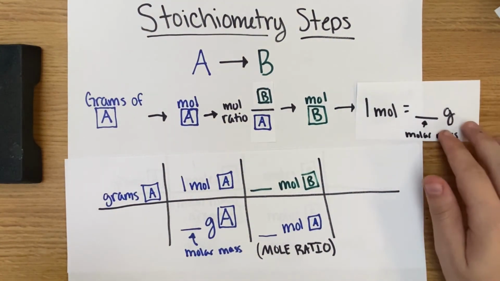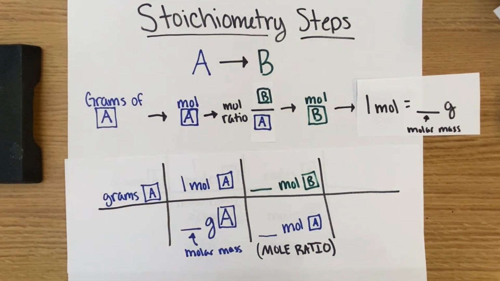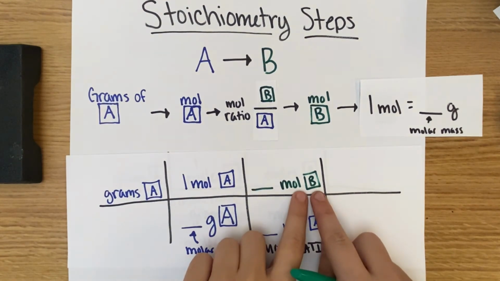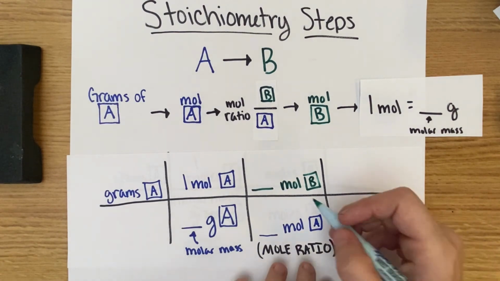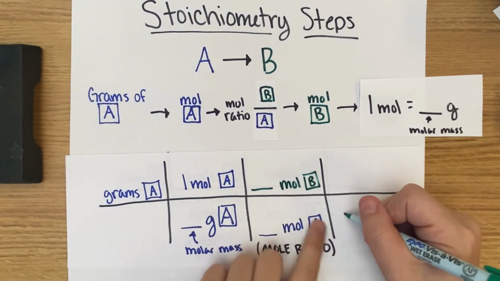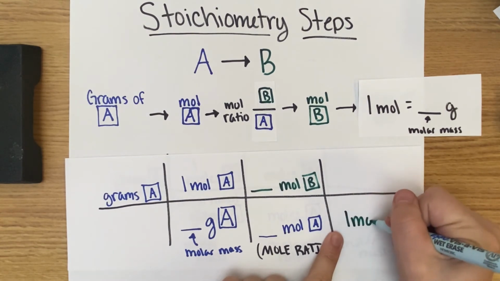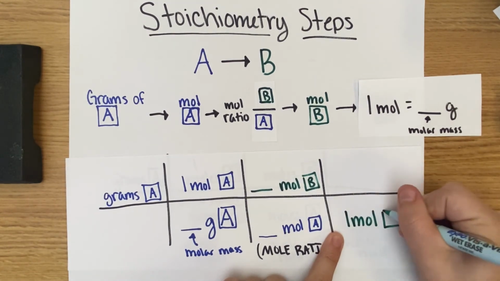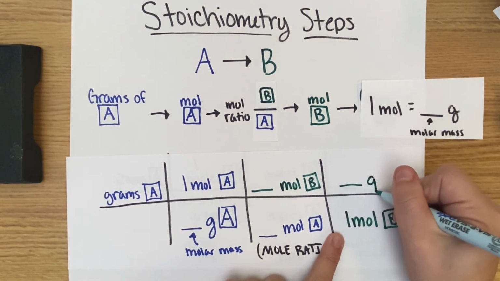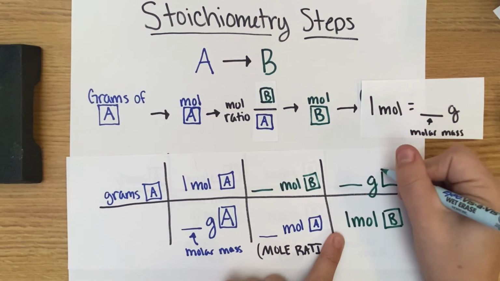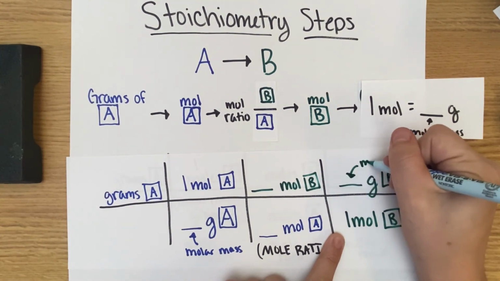So again, we're using that conversion factor for molar mass. The difference is this time we're talking about substance B, not substance A. So this time my 1 mole is still going to go diagonal, so that means the 1 mole is still going to go on the bottom. And my number of grams is going to go on the top. And that is where my molar mass goes.